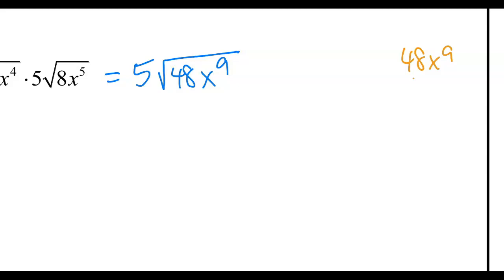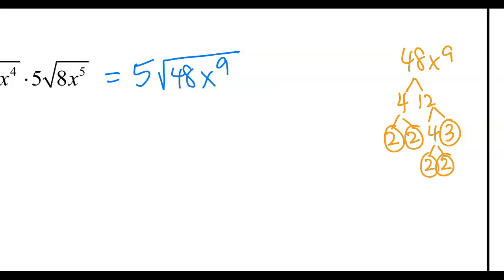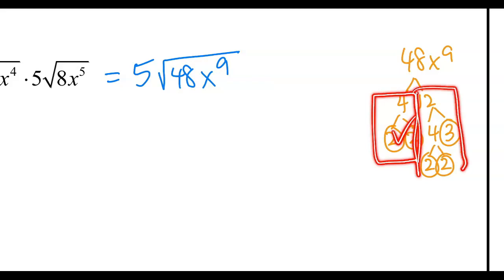Okay, so let me simplify 48. 48 is multiples of 4 and 12. 4 you can break into 2 and 2. 12 you can break into 4 and 3. 3 is prime. 4 I can break into 2 and 2. So let me check. All of this is simplified. Good. All of this is simplified. Good.